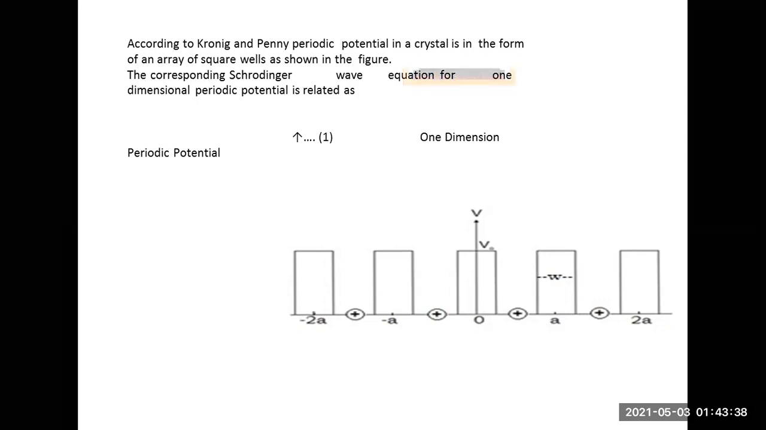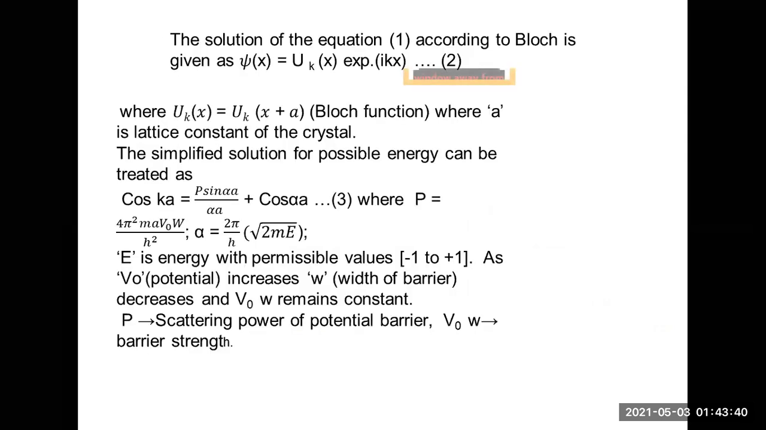Regarding this, they have given us the information about the solution of this equation one. So I will show you what that equation one is. That equation one is actually d square psi by dx square plus 8 pi square m by h square into E minus V into psi is equal to 0. So that is the equation one. According to Bloch, since it is a second order differential equation, it will have a solution in the format of psi of x is equal to uk of x exponential of ikx. You can just see this particular equation.